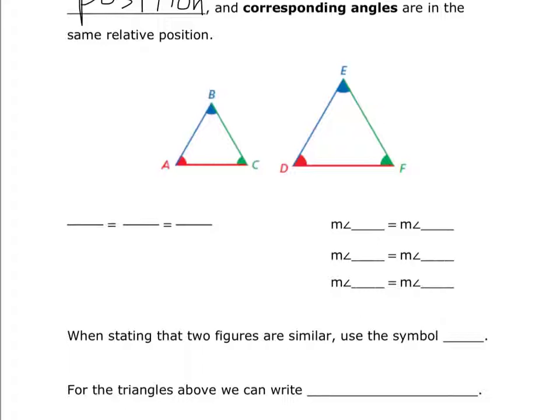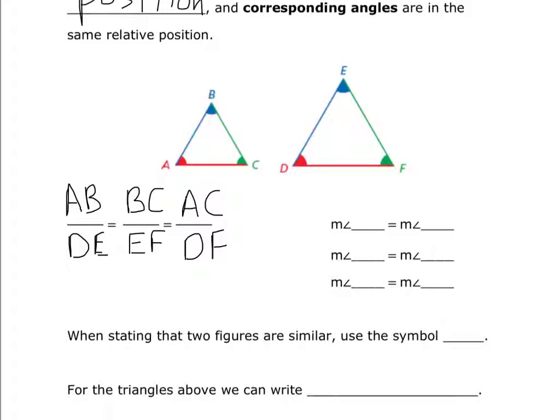So down here, we're going to set up a proportion of the corresponding sides. We are going to say that AB corresponds to side DE. That ratio right there would equal the ratio of side BC over side EF. And finally, side AC would correspond with side DF in the bigger triangle. So notice that the matching sides can be set up in the proportion.